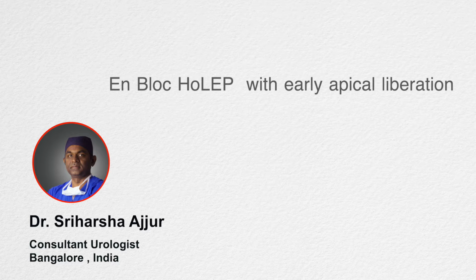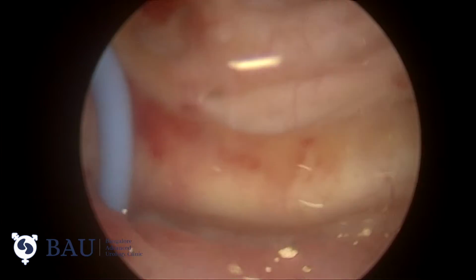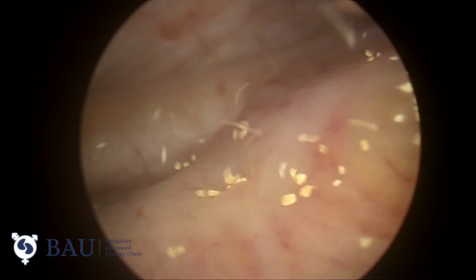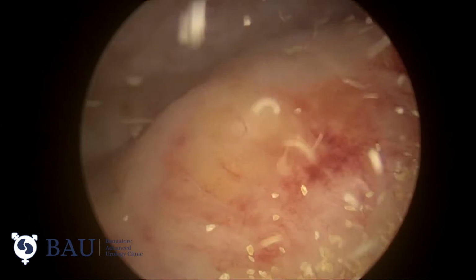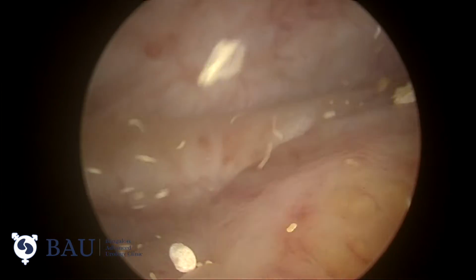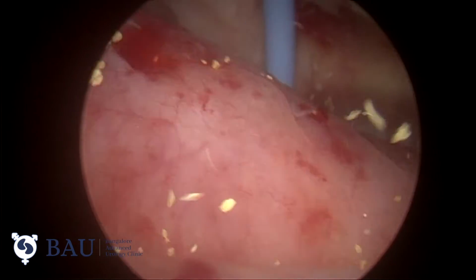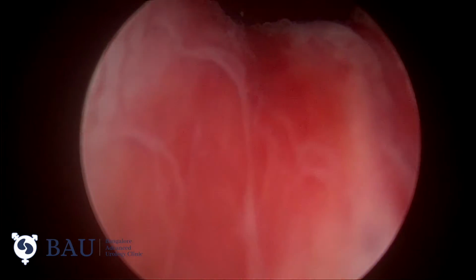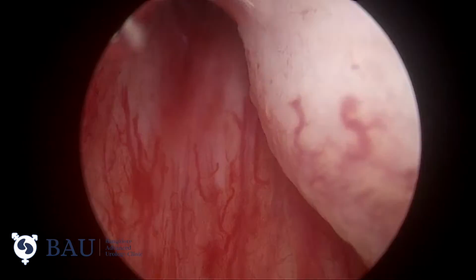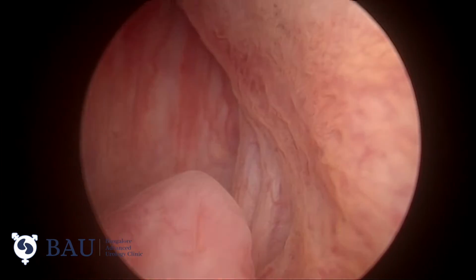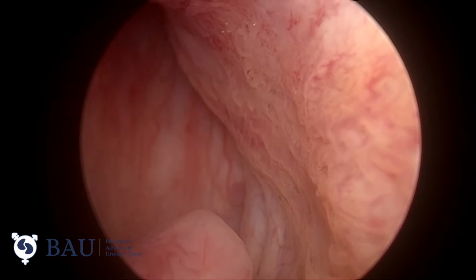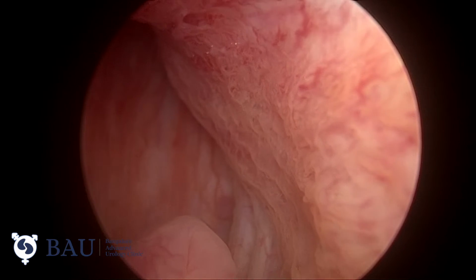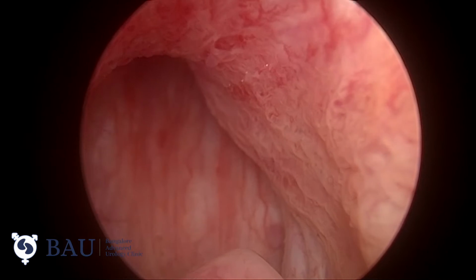Today I am showing en bloc HoLEP with early apical liberation. This patient had a right side kidney stone along with prostate enlargement. First we finished RARS on the right side, we put the stent, and now we are proceeding with HoLEP. It's an en bloc procedure. First I will start with release of the apical mucosa.